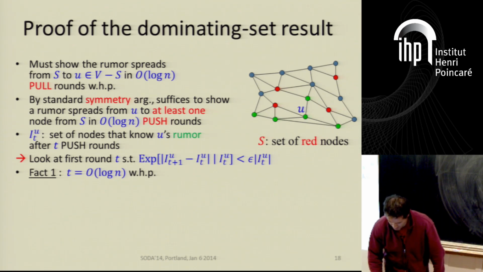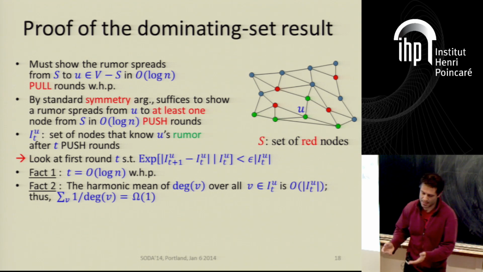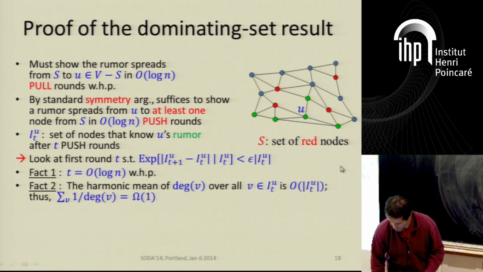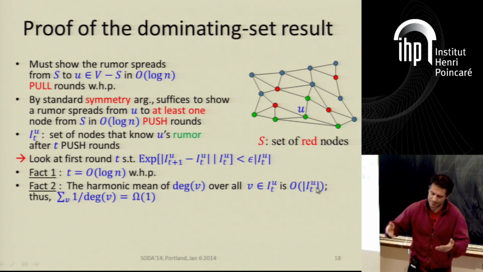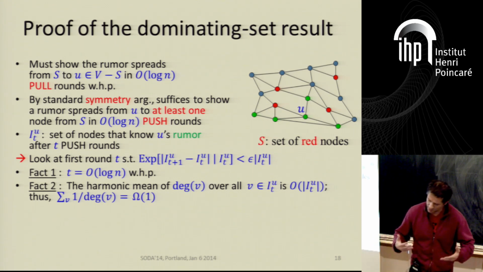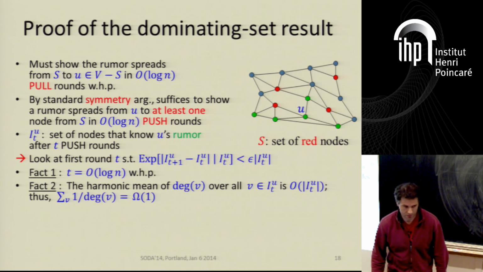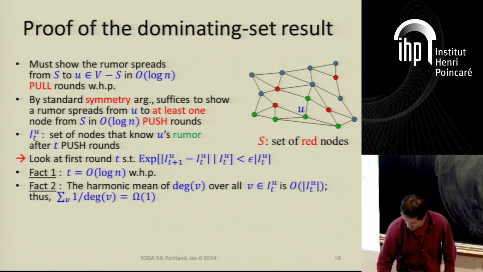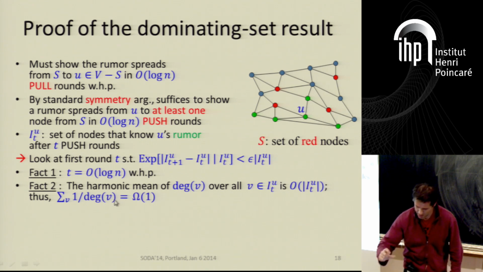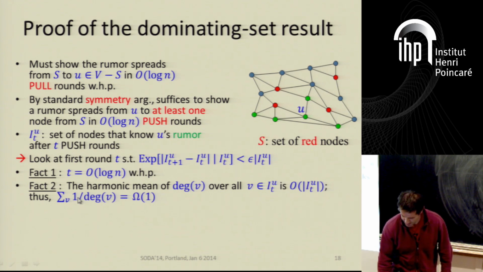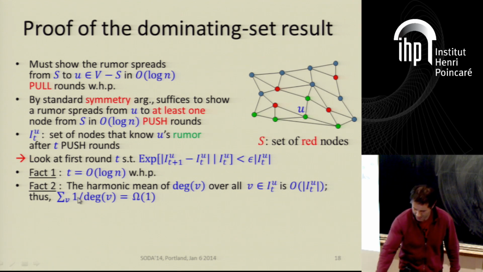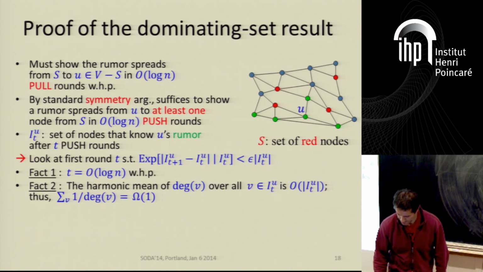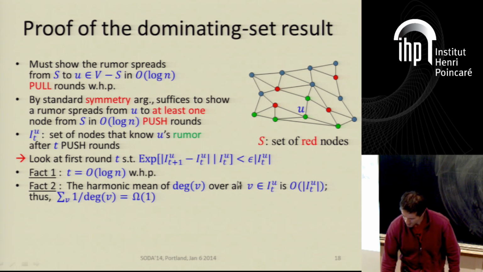Okay. So the second fact we show is that the harmonic mean of the degrees of these green nodes is upper bounded by some linear function of the number of green nodes. And from this, this inequality here follows, which we will use in the next and last argument. So this says that the sum of the inverse degrees of all green nodes is essentially lower bounded by some constant. Okay, so how do we use that?